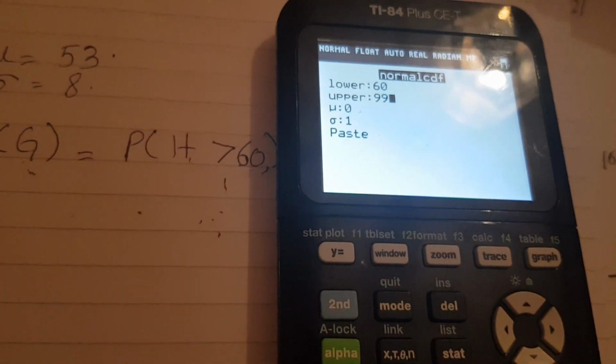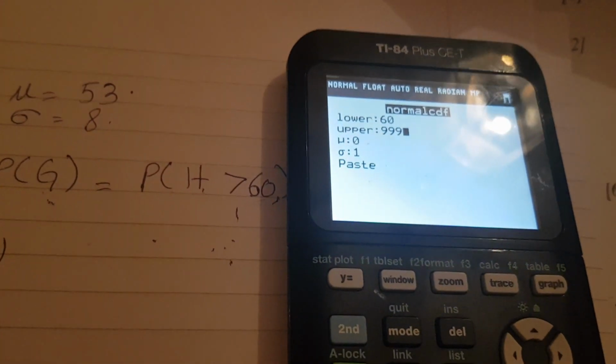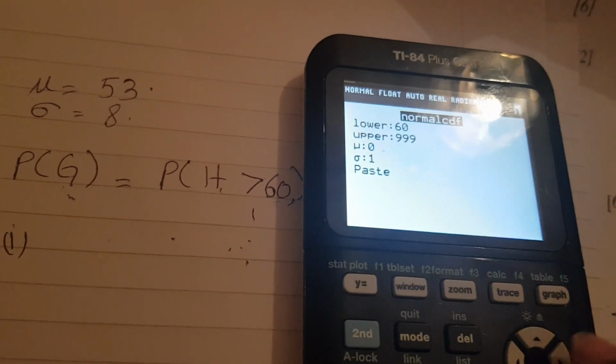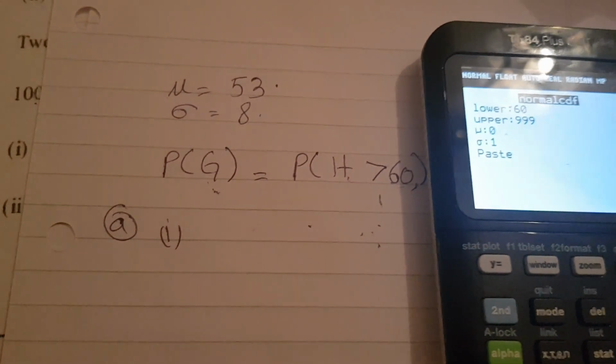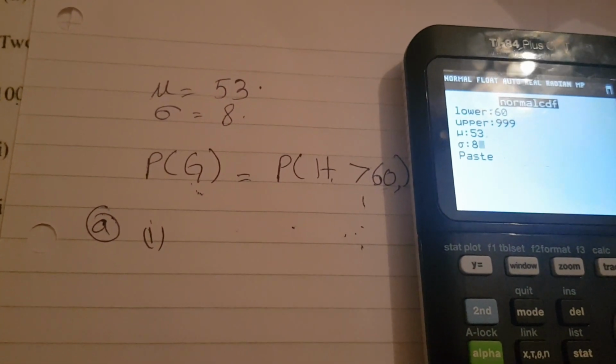So I use this number. No specification. You can use 998 also. It's not like a hard and fast rule. Just take any big number. Okay, the mean is given, it is 53. And standard deviation is also given, it's 8.